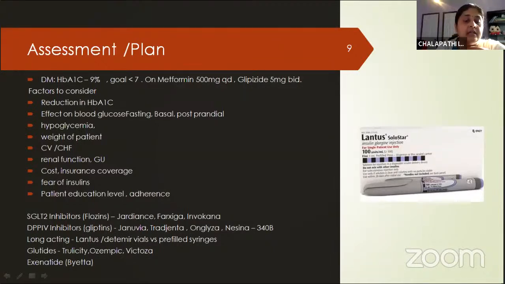When do we add Jardiance? When do we add Januvia? How much difference does it make in reducing the HbA1c? If you look at all the data, metformin is one of the best drugs, which can reduce the HbA1c by 1 to 2%. Other drugs may be 0.5%. DPP-4 inhibitors anywhere between 0.8 to 1%. So it depends upon what our goal is, where we are, and how we go about this.